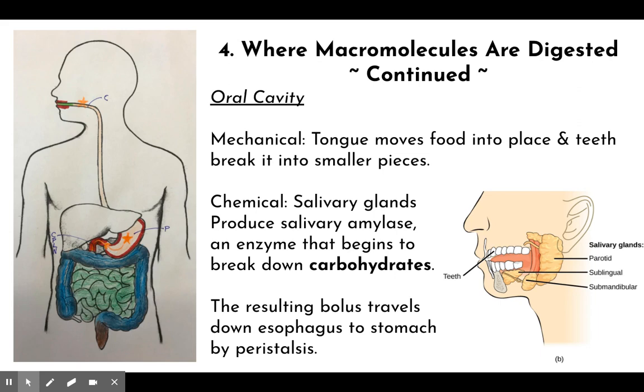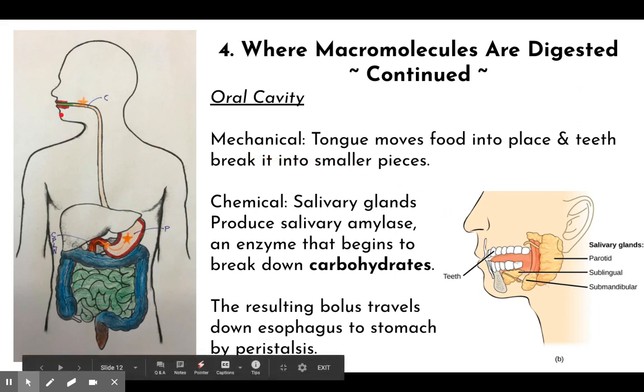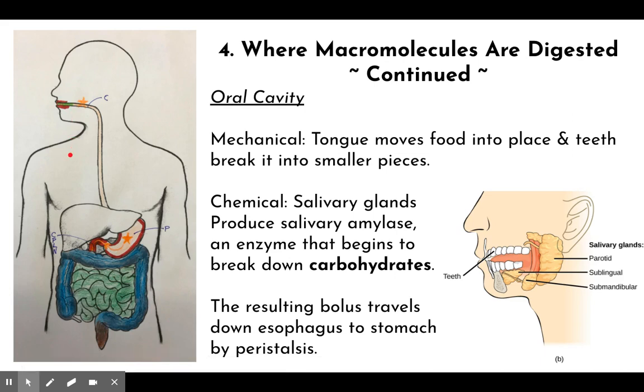So the oral cavity, or the mouth, is where food is ingested. I've colored this here in this yellow-green color, and it's also where mechanical digestion begins, as our tongue moves the food into place and our teeth break it up into smaller pieces. But there's also chemical digestion happening here in the oral cavity as well.